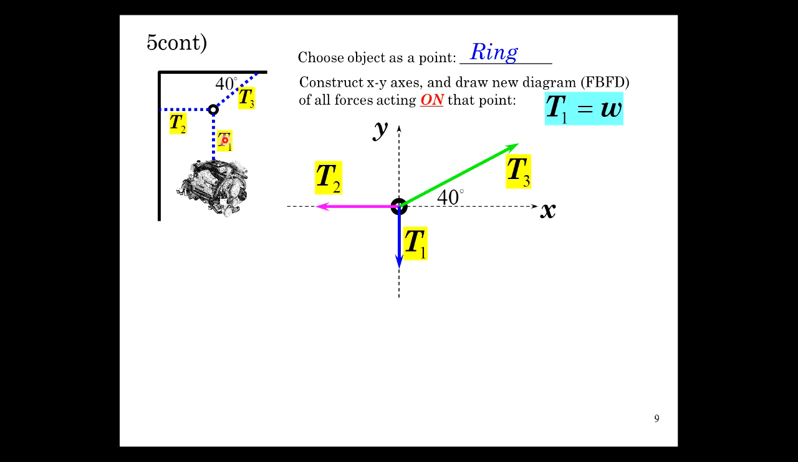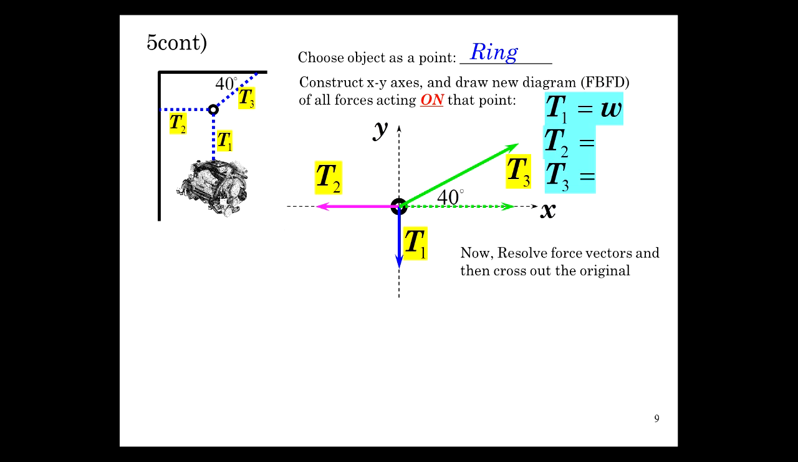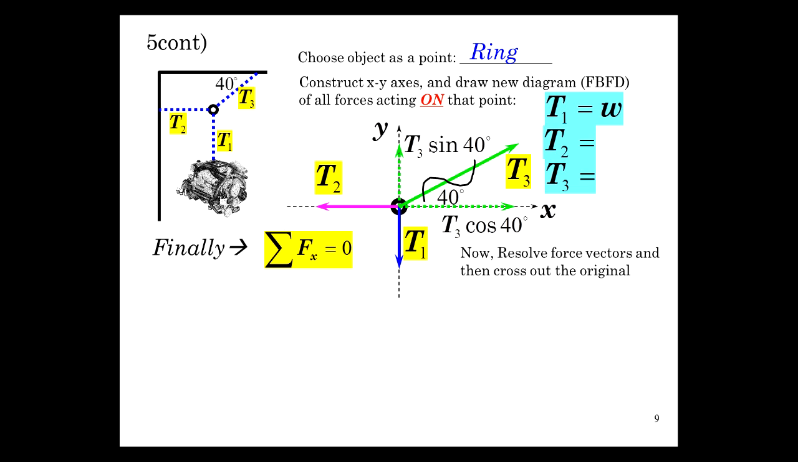The tension is equal to the weight of the engine. T2, what's that? And what's T3? Well, we have to do a little more work here. So let's resolve the force vectors into components, crossing out the original. So we have T3 cosine of 40, and T3 sine of 40. We wipe out the original, and we have everything resolved into perpendicular components.